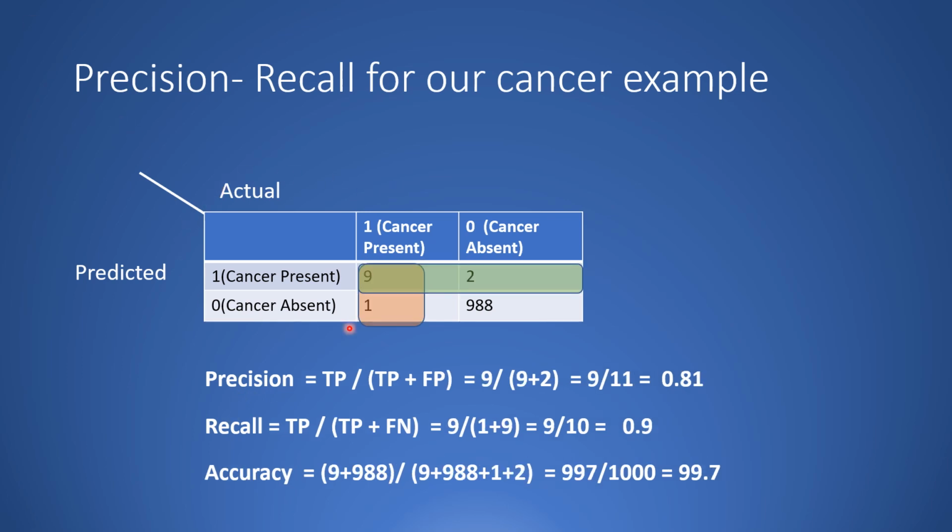Now let us look at another scenario for the same cancer example. So here what happens is that the algorithm actually predicts 9 samples as having cancer, and only one is your false negative, right? Similarly, you have 2 false positives over here. So in this case, the precision becomes 9 divided by 9 plus 2. Okay, true positive divided by true positive plus false positive, it is 0.81. Similarly, recall becomes true positives divided by true positive plus false negative, which is 9 divided by 1 plus 9, or 9 by 10, which is equal to 0.9, right?